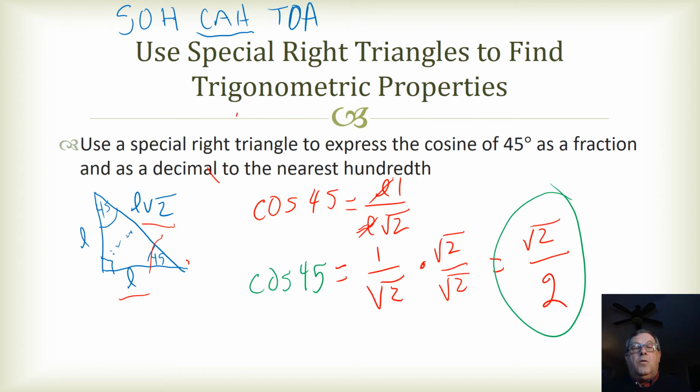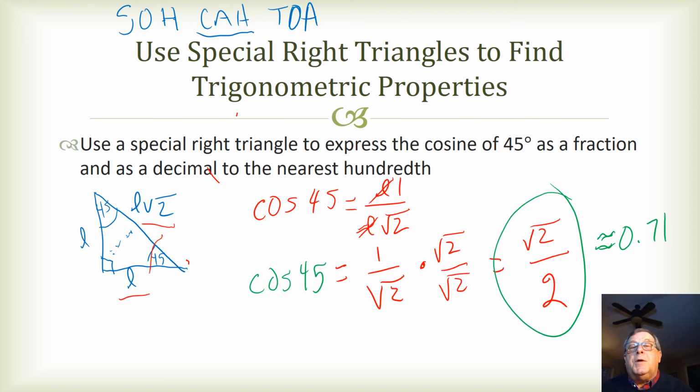Now it asks us to go one step further and express this as a decimal. I have no earthly idea in my own mind what that's going to equal, so I'm just going to get my trusty calculator out and take the square root of 2 and divide it by 2 and round it to the nearest hundredth, and that's going to equal 0.71. I should put that it's approximately that because it's some kind of weird decimal. All right, there we go.